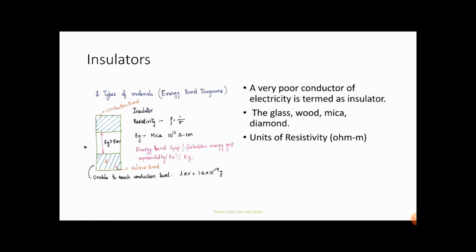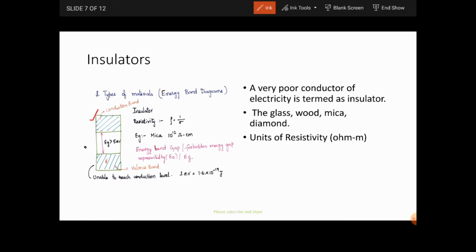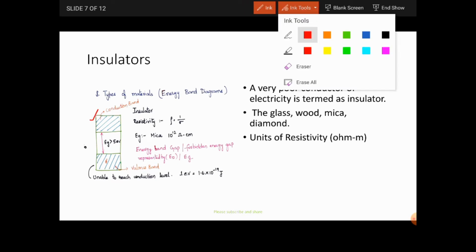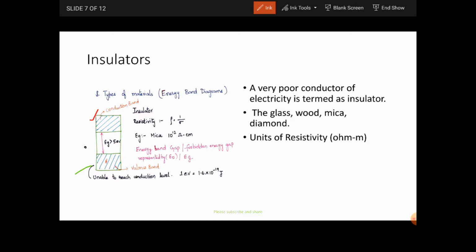If you see the energy band diagram of insulators, we have the conduction band, valence band. Usually for insulators the valence band would be filled up with electrons, and there is a gap between the conduction band and valence band. This gap is known as energy band gap or forbidden energy gap. It is represented with the letter E0 or Eg. A few textbooks take it as E0 and a few others take it as Eg.